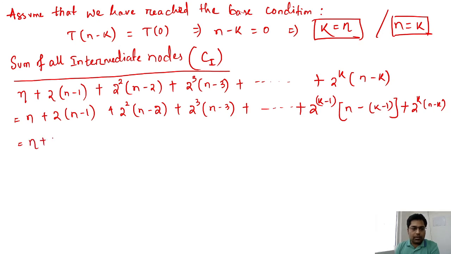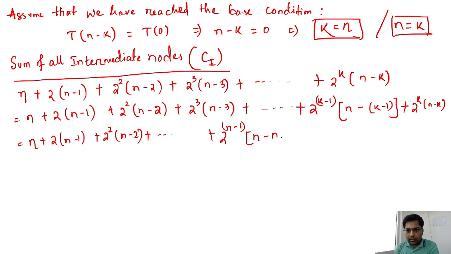Next, n plus 2 to the n minus 1, plus 2 squared, n minus 2. It would be like 2 to the n minus 1. I'm just putting the value, substituting the value. n minus n plus 1, plus 2 to the power n, n minus n. I'm just substituting the value.